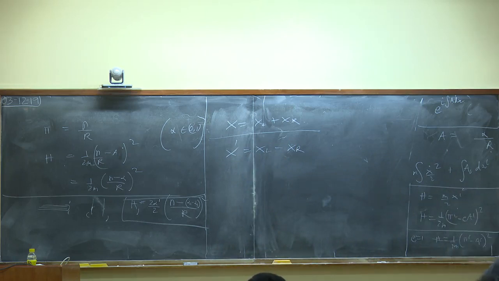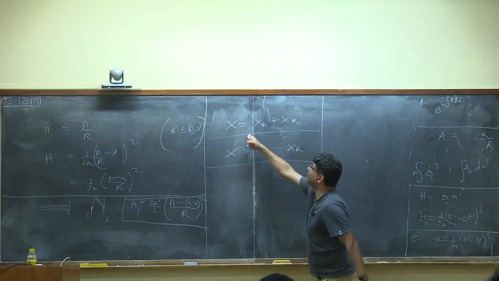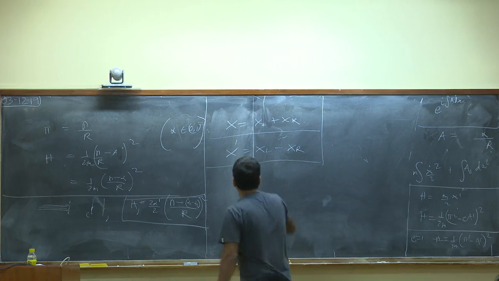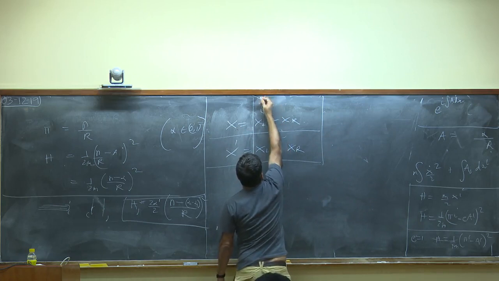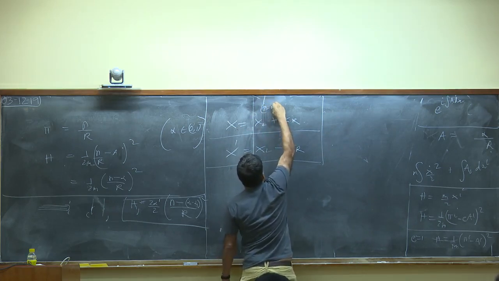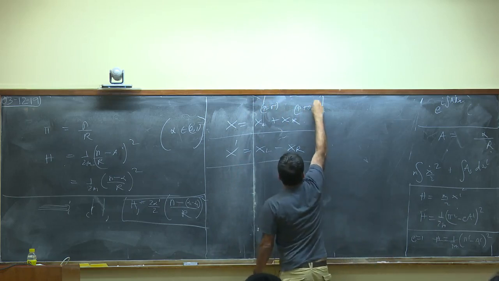We looked at the same theory, but in terms of the new variable x prime, such that the left moving part of x prime was the left moving part of x, and the right moving part of x prime was minus the right moving part of x. With some convention, XL depended only on tau minus sigma, and XR depends on tau plus sigma.